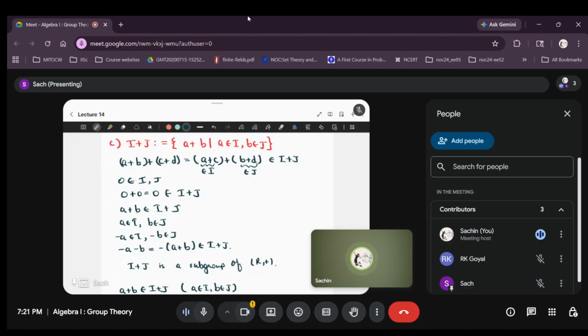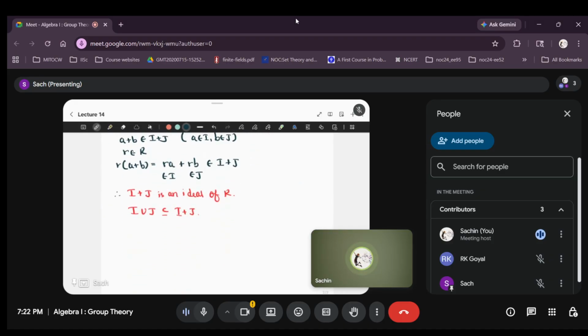Similarly, in R3, not every plane is a subspace of R3, right? Only planes passing through the origin are subspaces of R3. Similarly, only straight lines passing through the origin are subspaces of R3. So it must always contain the origin. Here, the equivalent is that it must always contain the additive identity. This is for general rings. For any ring, this will hold true.